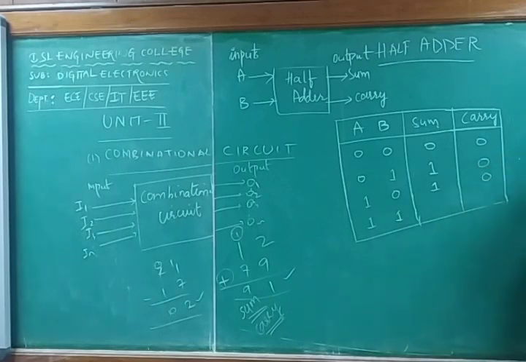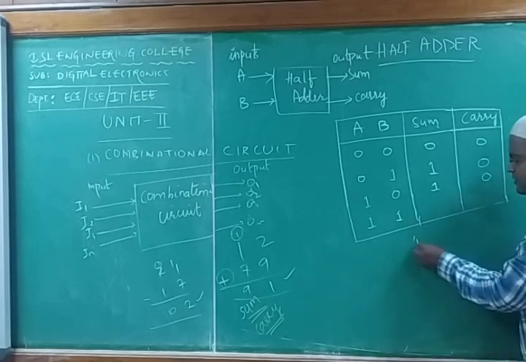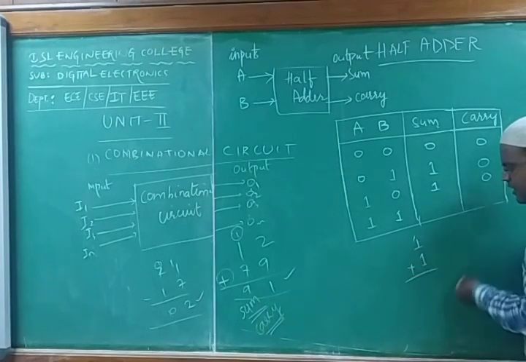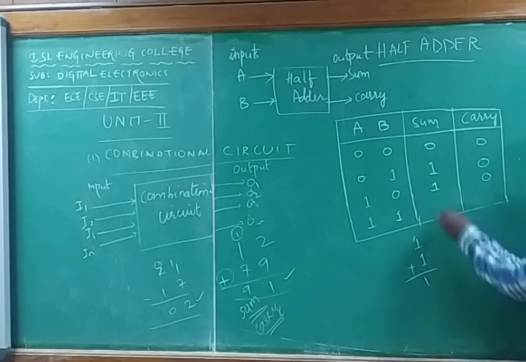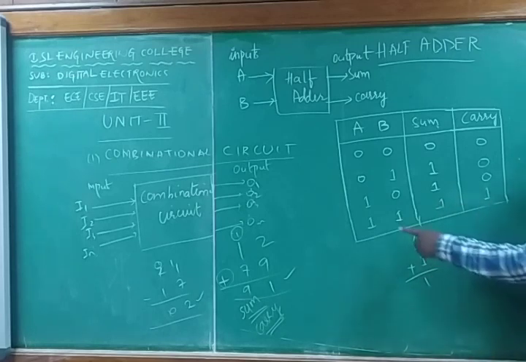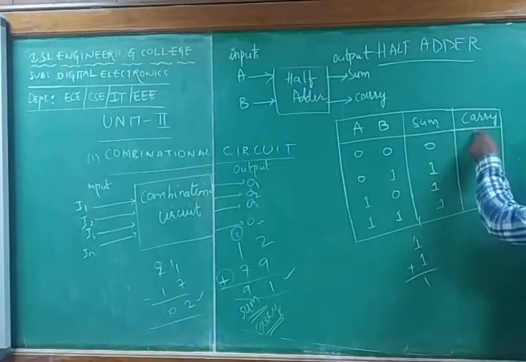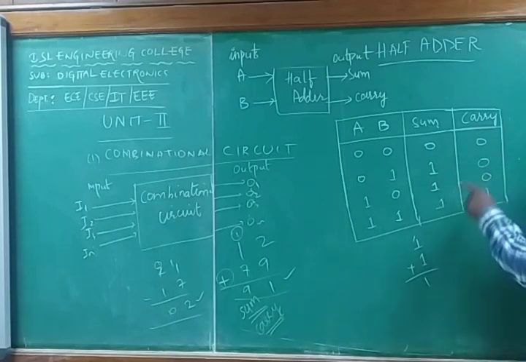Likewise I can go for 1 plus 1. So what is 1 plus 1? Normally if you do 1 plus 1 it will be 2. But when you add these two bits in binary, the sum bit is 0 and the carry bit is 1. So we write down its truth table by adding these bits and the carry of the bits by considering these two parts.